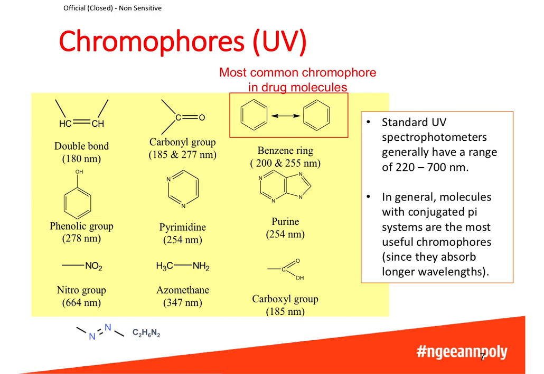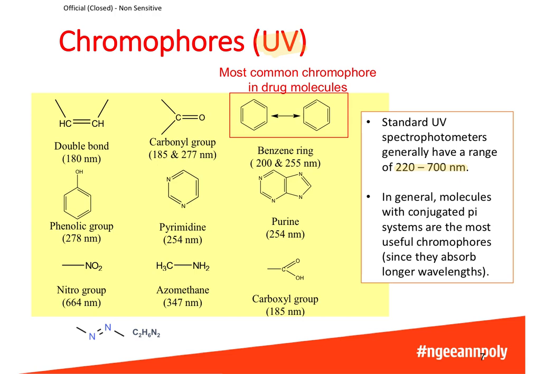Now let's look at some chromophores that absorb UV light. We can see that there are many functional groups that absorb UV light, and most of them contain double bonds. However, not all of them may actually be useful for UV analysis. If we look at the working range of standard UV spectrophotometers, they usually have a range of around 220 to 700 nanometers. So with that in mind, the chromophores that can absorb UV strongly at wavelengths of 220 nanometers and above would be more useful for UV analysis.